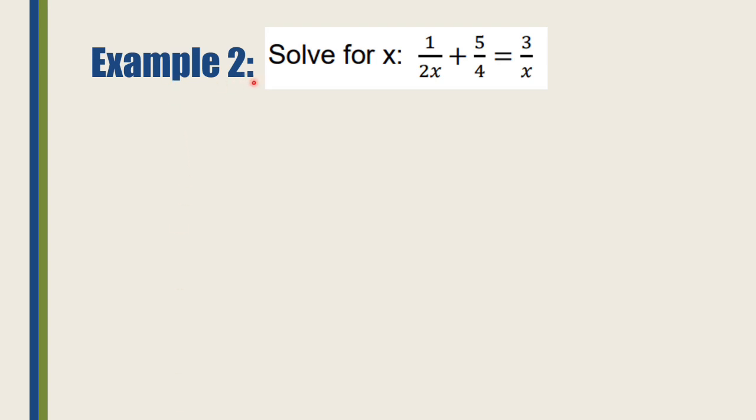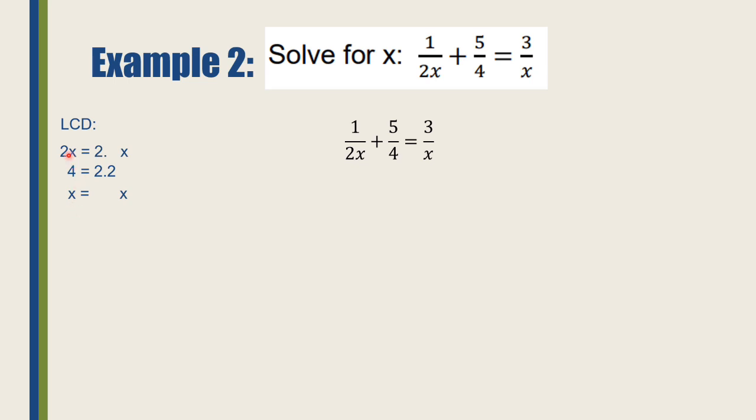Let's have example number 2. Solve for x in the rational equation 1 over 2x plus 5 over 4 is equal to 3 over x. So first and foremost, we are going to find the LCD of this equation. So what are the denominators? We have 2x, 4, and x.